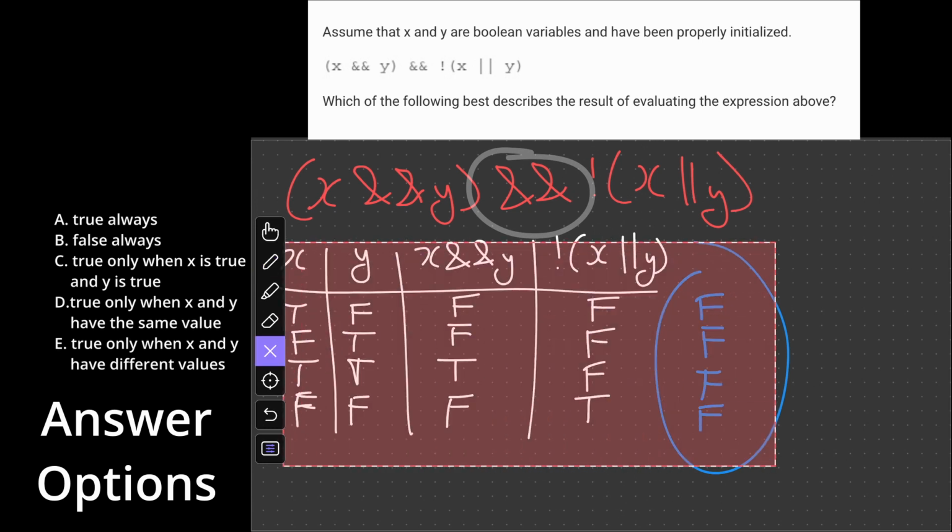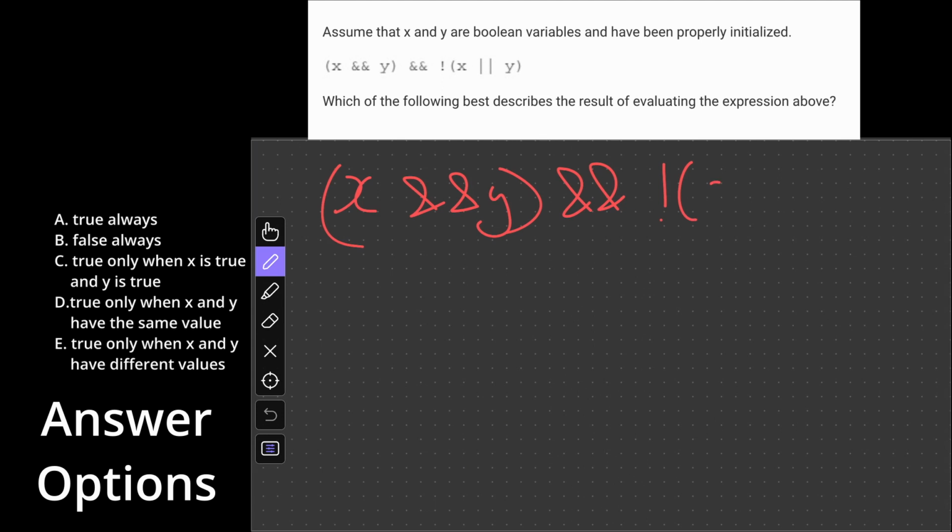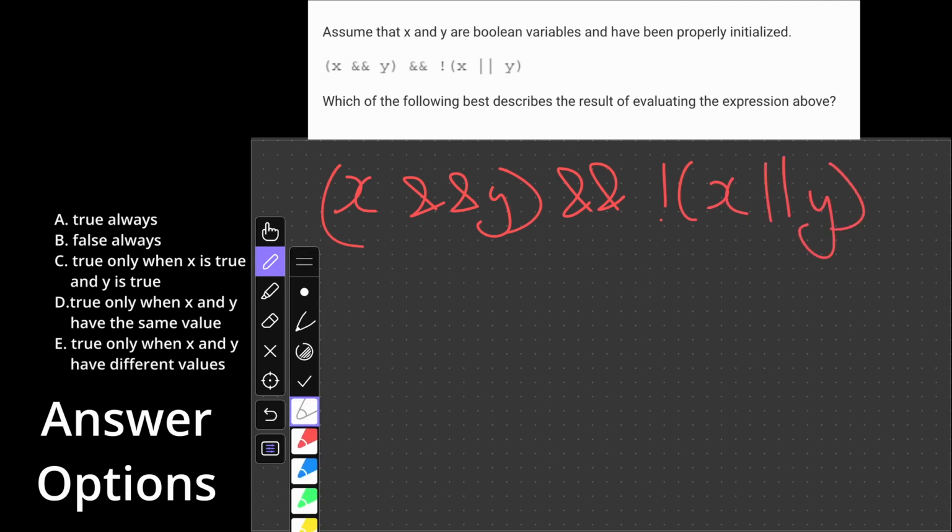Now I'm going to show you one more way we could have gone about this. So I'm just going to delete everything and write down the expression again: x and y and not x or y. In this one, we're going to evaluate what these expressions actually mean and what they are trying to test for.